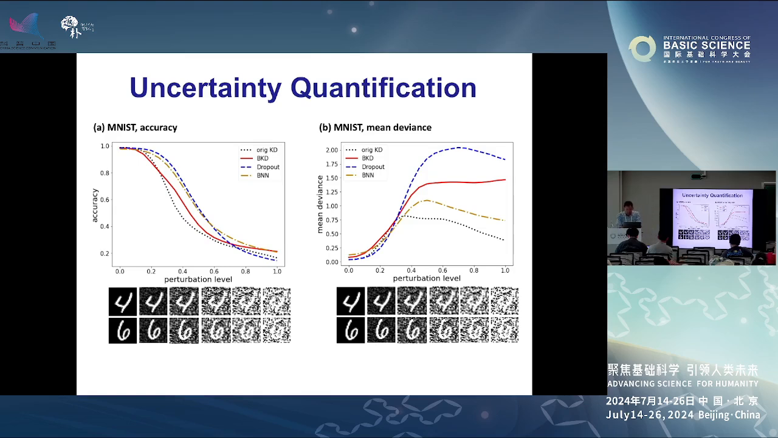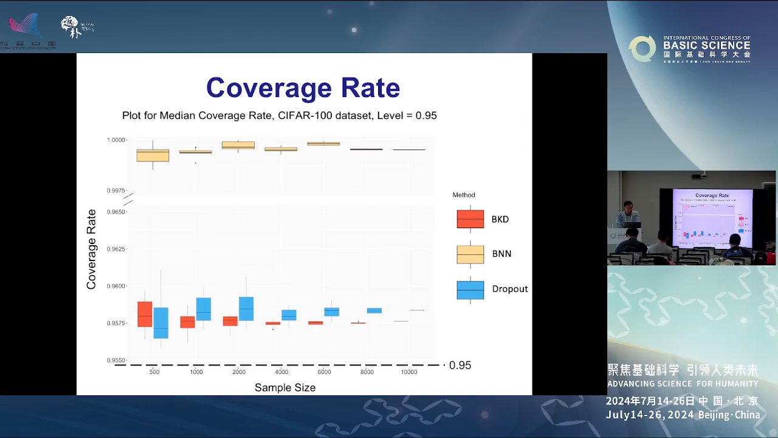So this is uncertainty quantification. Because we also construct a credible interval, we want to assess what the coverage rate is. It turns out that for our Bayesian knowledge distillation, as the sample size gets bigger and bigger, the coverage converges. All the others do not translate into their nominal confidence.